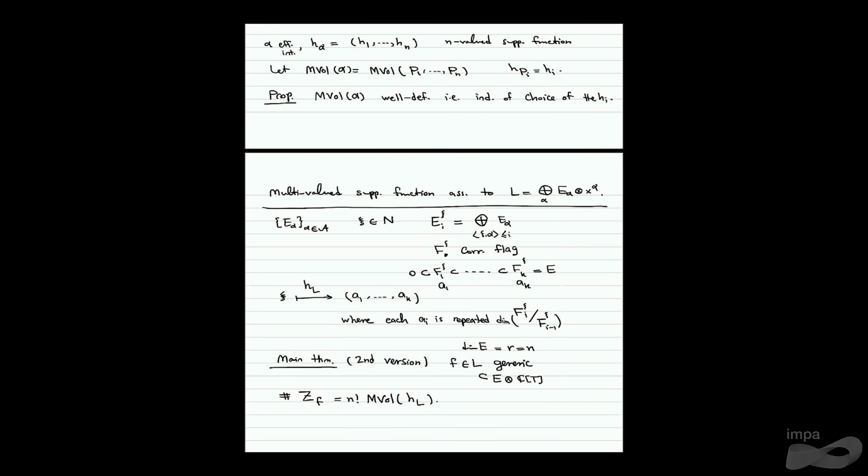And finally, I think I'm out of time. I just want to say that for people who are familiar with the theory of toric vector bundles and their characteristic classes, this multi-valued support function is basically encoding, in this setup, the equivariant Chern roots of a toric vector bundle. If you are interested to hear more about that side, I can tell you later.